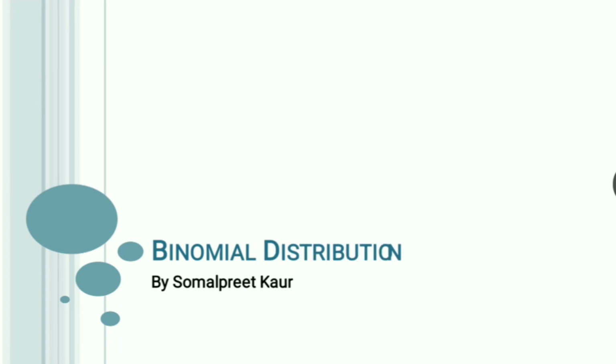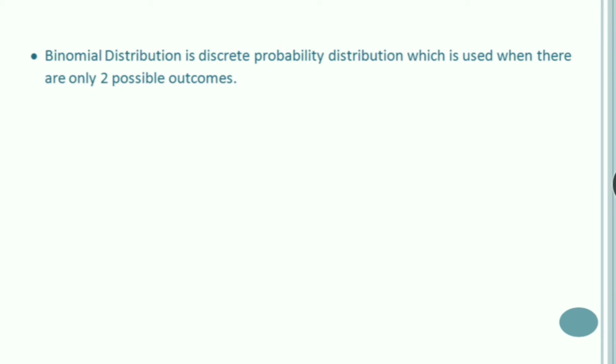In this video, we'll talk about binomial distribution. So let's begin. Binomial distribution is a discrete probability distribution which is used when there are only two possible outcomes.